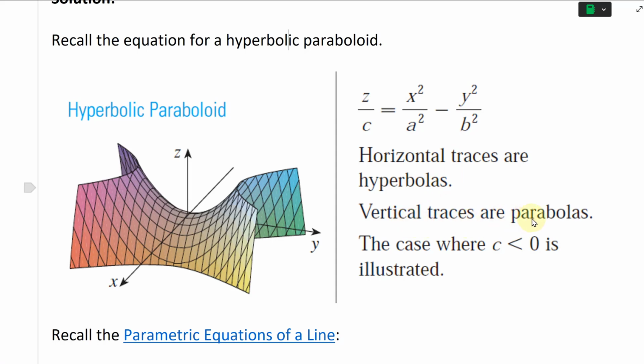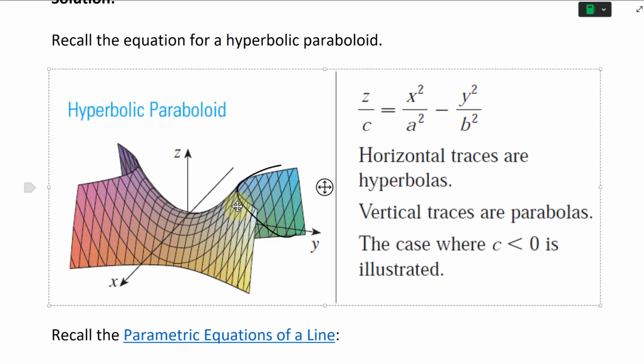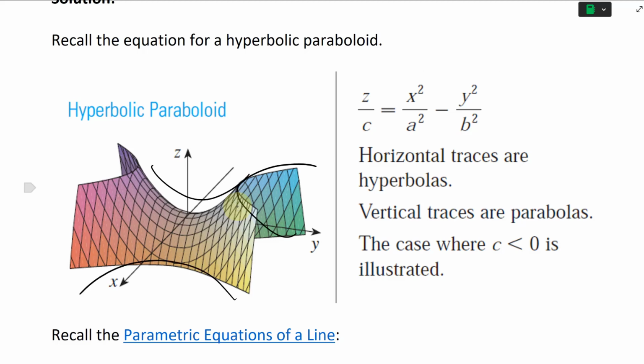Vertical traces are parabolas. So the horizontal ones are hyperbolas. So this one, horizontal, horizontal, horizontal on the other side, like that, those are hyperbolas. And then the vertical ones, if you cut it anywhere, it's going to be a parabola, parabola, and then also a parabola on this other axis. That's cool stuff. And the case where c is less than 0 is illustrated.